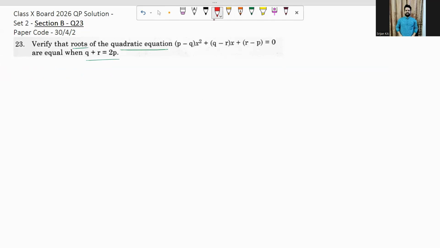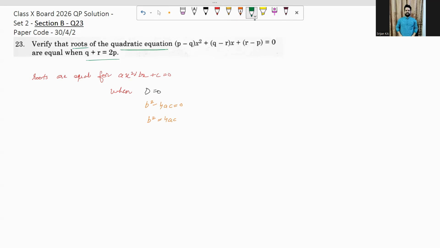Now, we have a simple thing that we know. Roots are equal for a quadratic equation ax squared plus bx plus c equals 0 when what happens? D is 0. Now D is 0 means what? b squared minus 4ac is 0. b squared is equal to 4ac. So this comes to our mind at the very first.